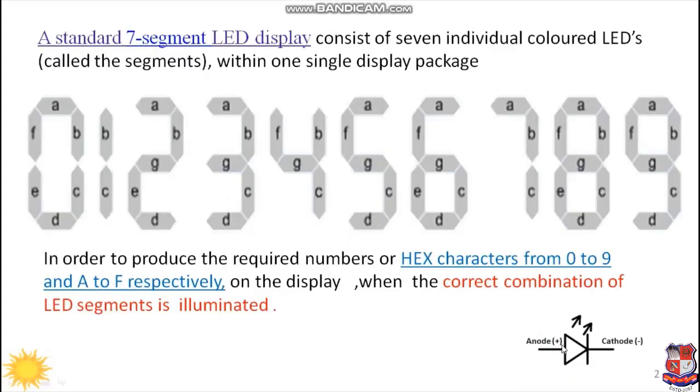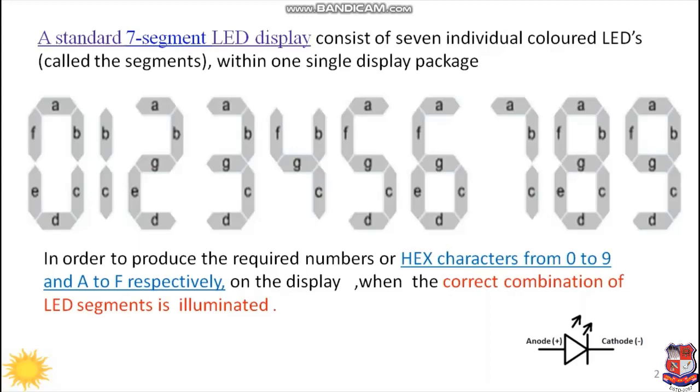LED, light emitting diode. It has 2 terminals, positive anode and cathode. Cathode is negative, or it is at lower potential, or we can say it is earth. We can also call it digital zero. Anode is a positive potential, higher potential, or we can call it digital 1.